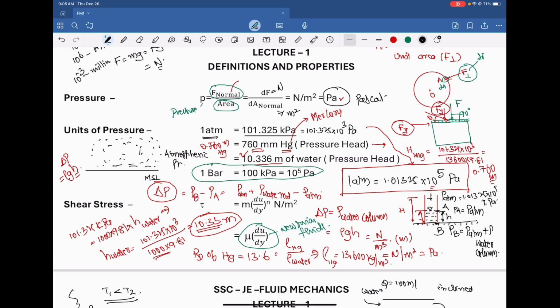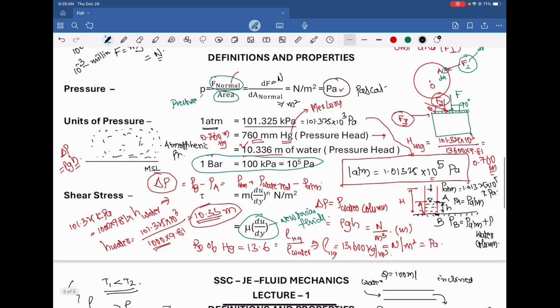Then delta P between 2 points is equal to rho gh. From rho gh we can find out the height of the fluid column. The fluid can be mercury, water, or anything. You take any fluid and find out the h as given in the examination using the rho gh formula. Then shear stress, Newtonian fluids we have defined.